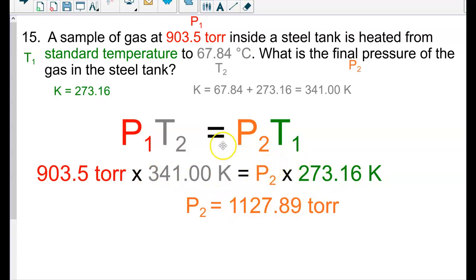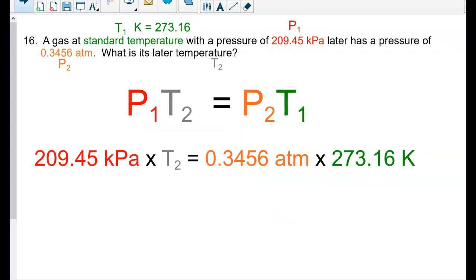Okay, let's see what happened here. We saw an increase in temperature, 273 to 340, so we should see an increase in pressure, and in fact we went from 900 to 1100 something in torr. So we did see that it was directly related once again. All right, final example for this set.